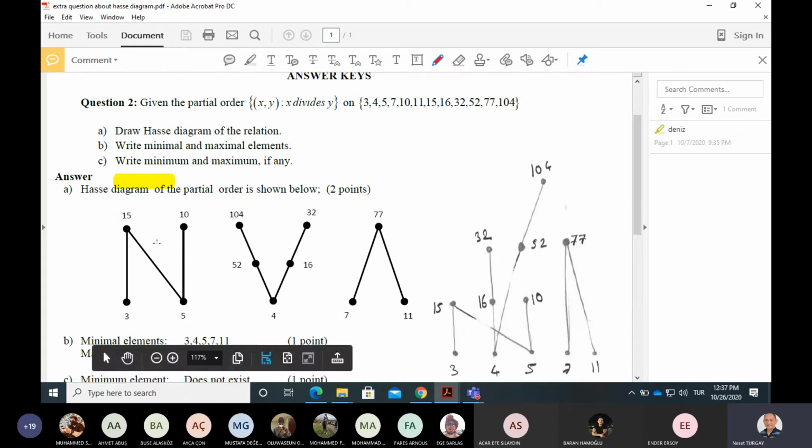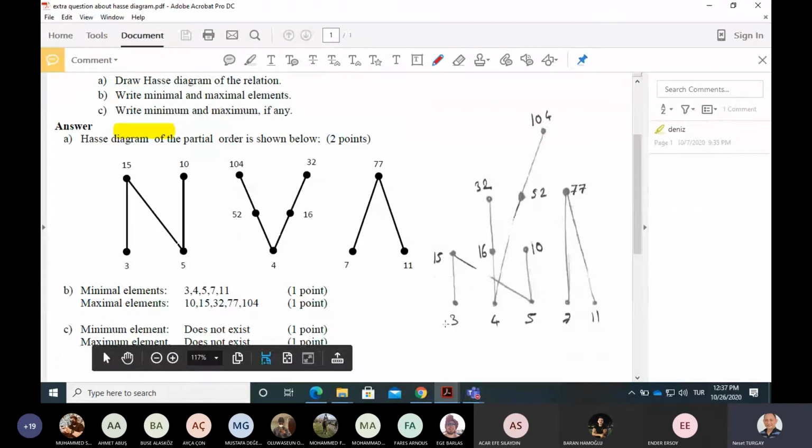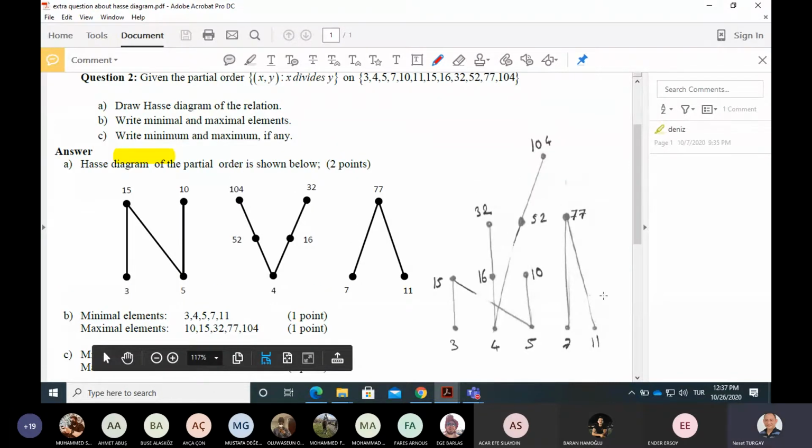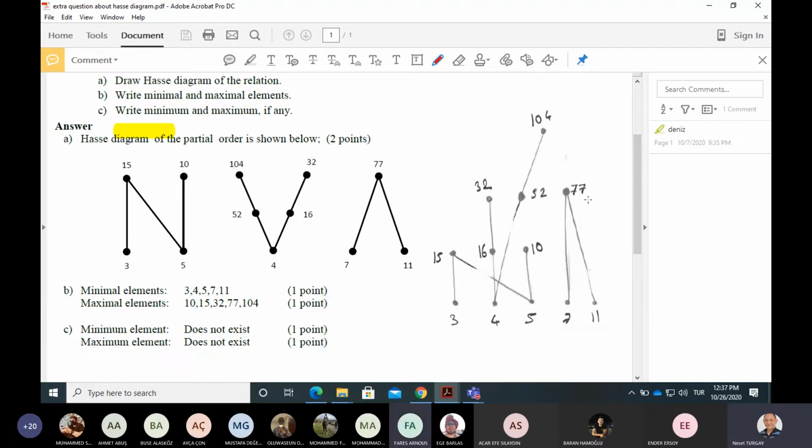Okay, guys. In here, what is the minimal? Yeah, what is the minimal? Minimals are 3, 4, 5, 7, 11. What are the maximal? 10, 15, 32, 77, 104. Can you see even this 77 here? You also take this as maximal.